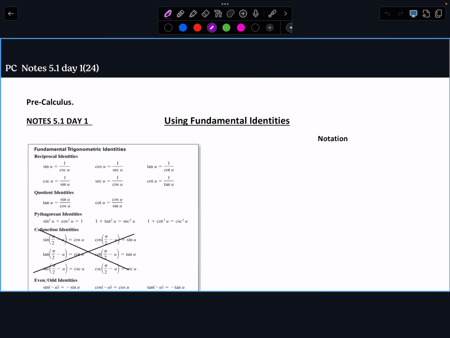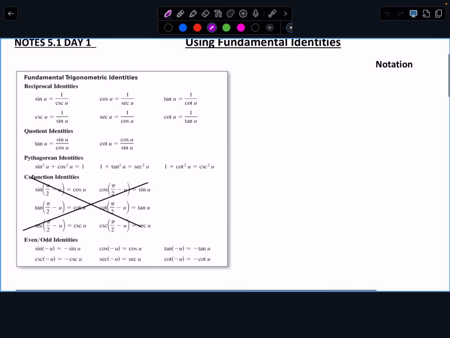All right, pre-calculus, first day in chapter 5. You're going to be using fundamental identities. We're going to actually be doing some algebra with them and some calculations, and they review some of the formulas that you've had before. You will be given these identity sheets on your assessments, but feel free to use them in your homework.